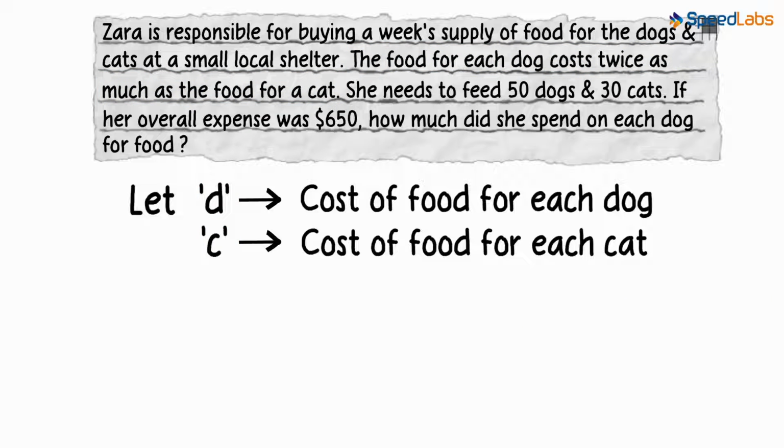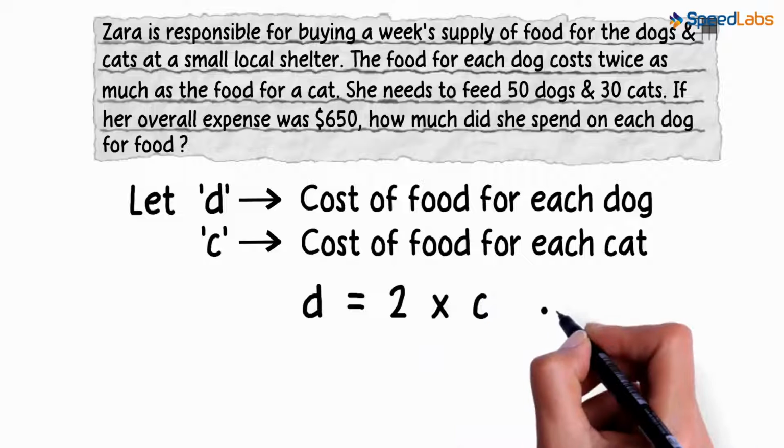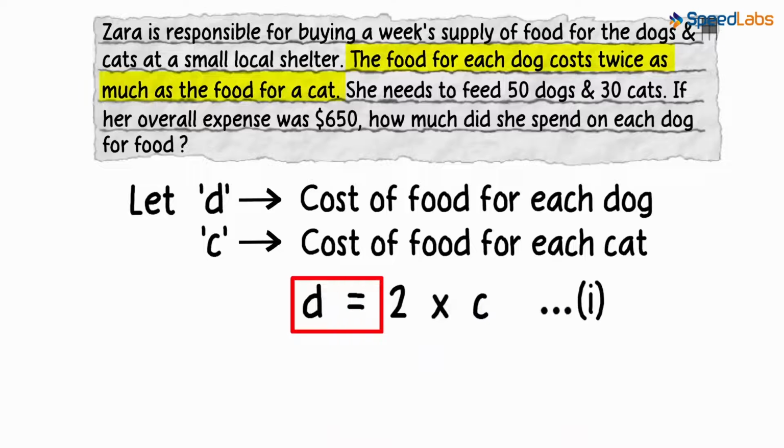The equation will be D equals 2 times C. The cost of dog food is twice that of cat food. The next line in the problem is even more important. She needs to feed 50 dogs and 30 cats. What will be her total cost then?